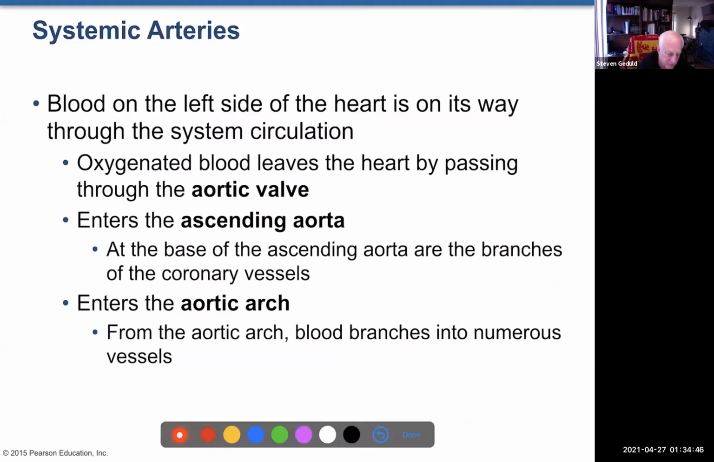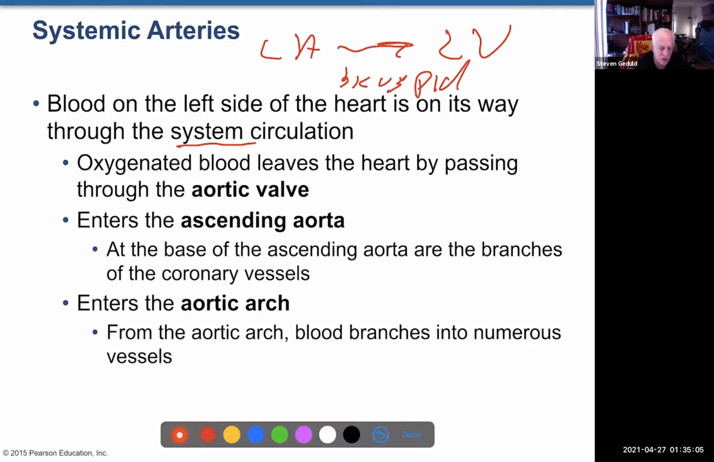So now we had blood going back into the left atrium from the pulmonary veins, right? Oxygenated blood on the left side of the heart is on its way through the systemic circulation. Okay, so it goes from the left atrium to the left ventricle, and this goes through what's called the bicuspid valve. Okay, that is your mitral valve. You'll hear it called that. Okay, it goes through the bicuspid into the left ventricle.